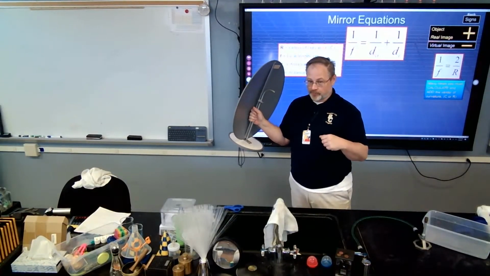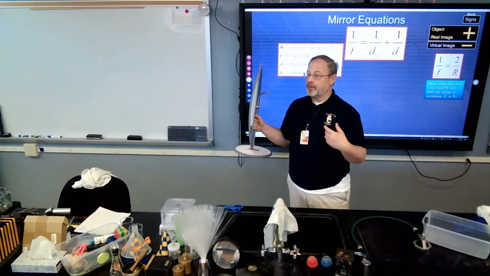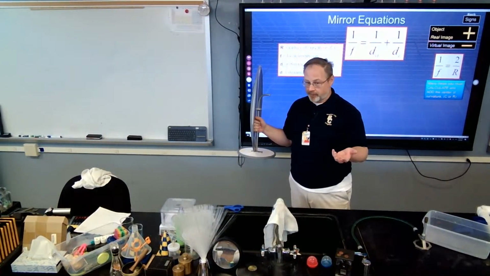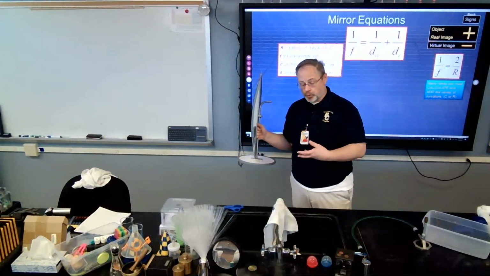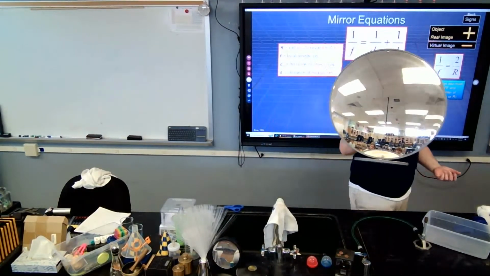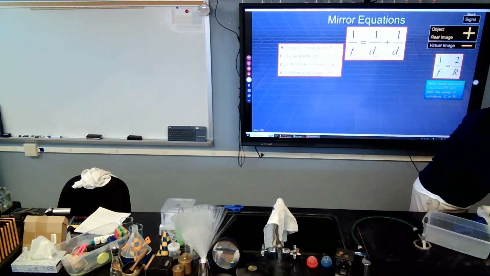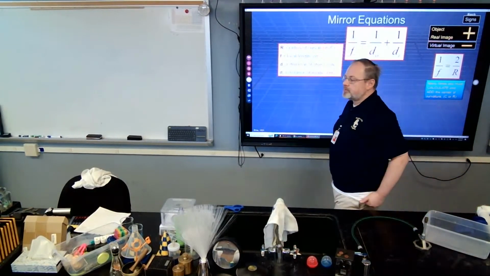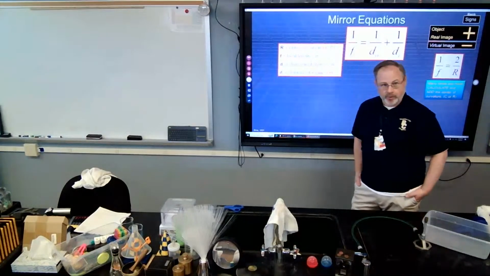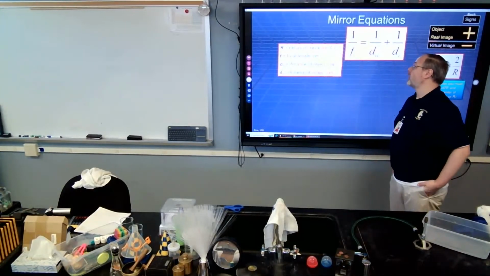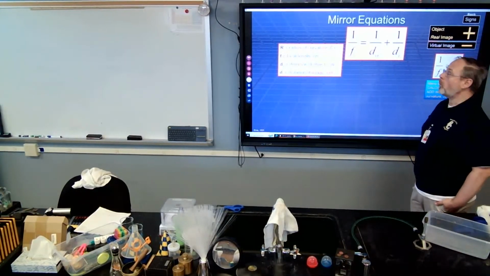Yeah. So, in summary, if something is real, it has a positive value. If something is virtual, it has a negative value. Distance of object is always real because objects are always real no matter what. No matter what kind of device, where they are, DO is always positive.